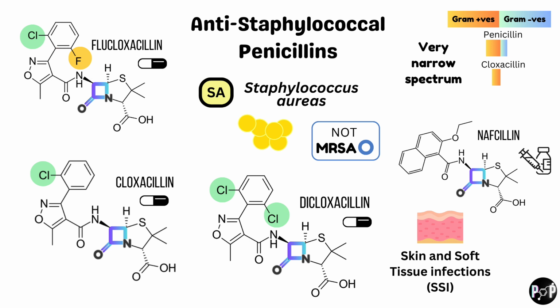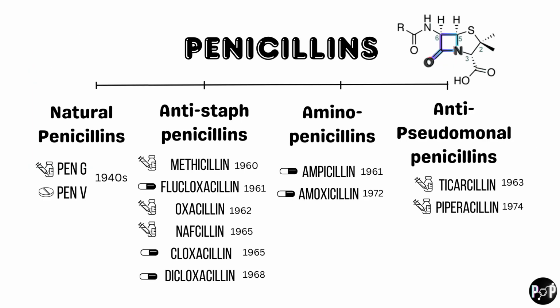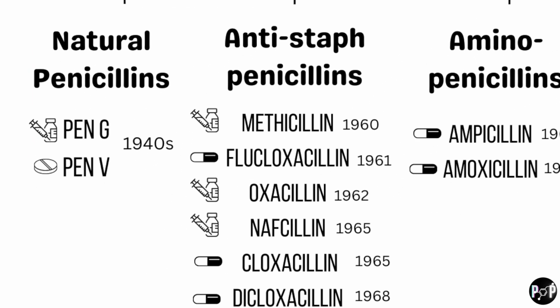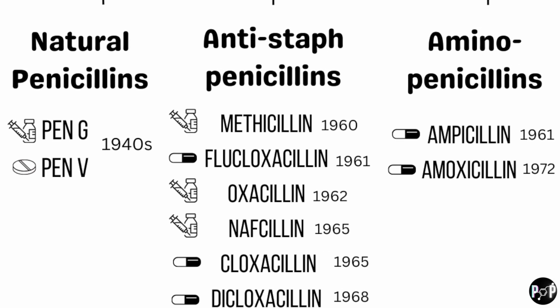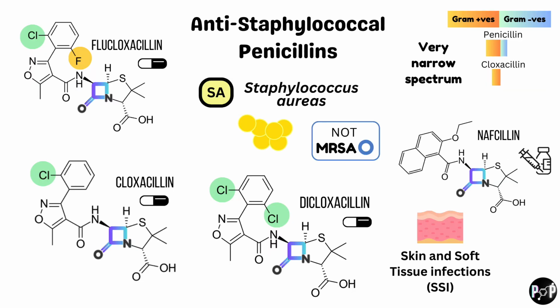Interestingly, they don't have activity against almost any other organism, including pneumococcus, making them very narrow spectrum indeed. The narrow spectrum of the anti-Staph penicillins makes them useful for confirmed Staph aureus skin infections, and this is usually where you will see them being used. The first anti-Staph penicillin was methicillin, from which the name of MRSA comes from, but methicillin itself has been discontinued due to side effects. Whilst the anti-staphers all have activity against Staph aureus, they do not have activity against MRSA.